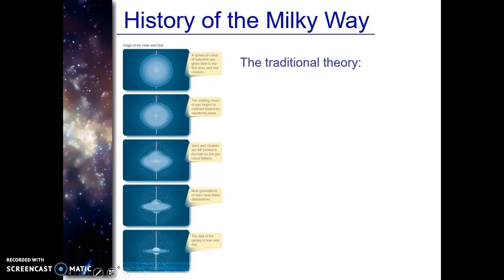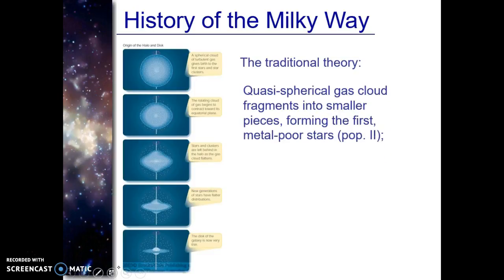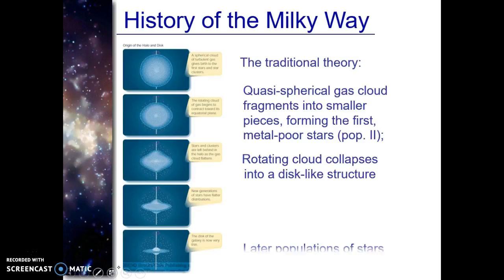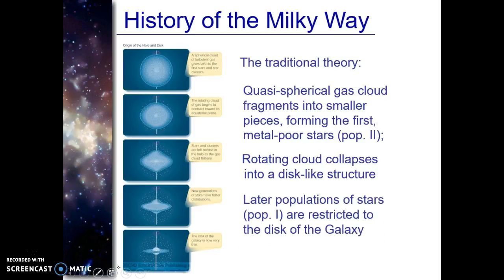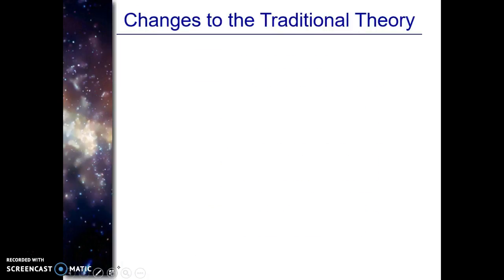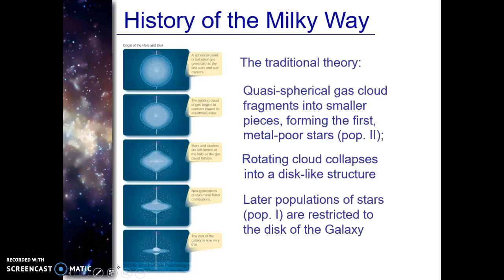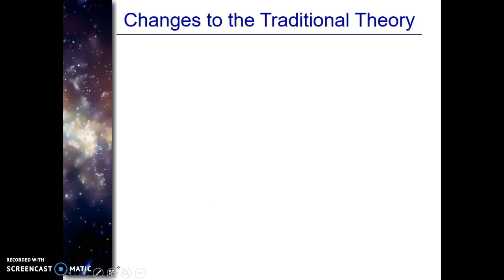All right, so the traditional theory is that it was a quasi-spherical gas cloud that fragmented into smaller pieces, forming the first metal-poor stars, or population 2 stars. Then this cloud was rotating and collapsed into a disk-like structure, and later populations of stars, population 1, were restricted to the disk of the galaxy. So that was the original thought of how the Milky Way came about.